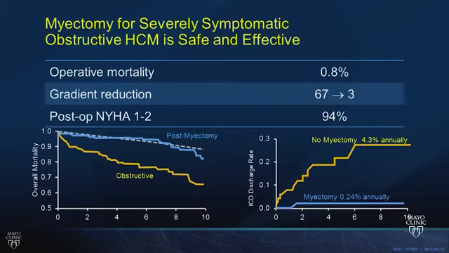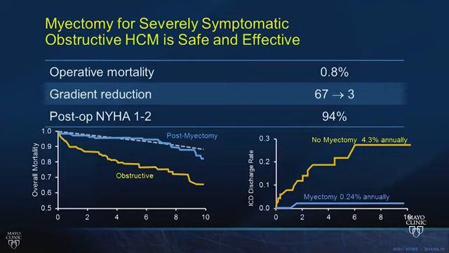The bottom left shows a survival curve in blue following myectomy, which is equivalent to the age-matched general population. On the right, the blue shows that following myectomy, for those patients who already had a defibrillator, the appropriate ICD discharge rate is dramatically lower than what would be expected amongst patients with HCM. So the myectomy relieves symptoms, and that's the primary reason to do it, but it probably also impacts their survival.